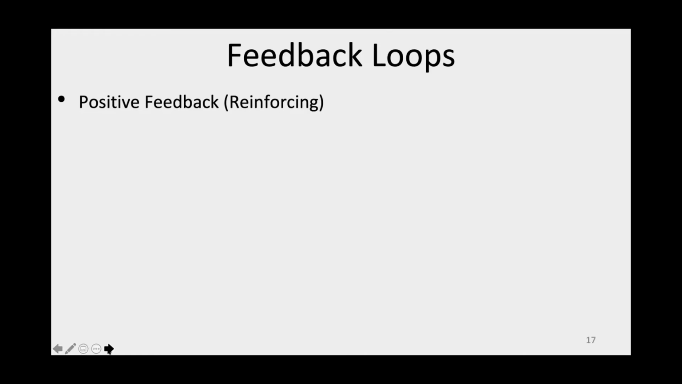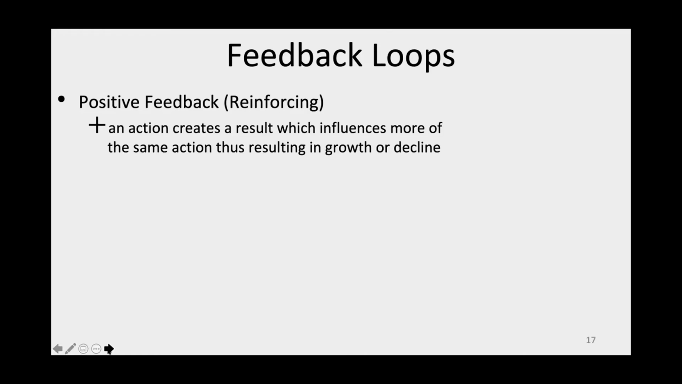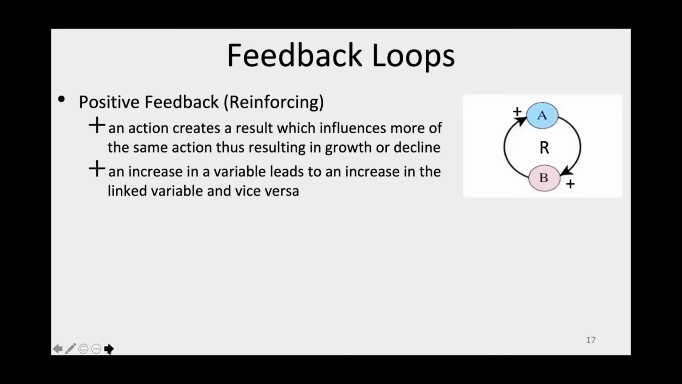So I talked about the positive feedback loops, or the reinforcing feedback loops, which is simply saying an action creates a result which influences more of that action. I can say it better with diagrams rather than words: if the variable A increases, it leads to an increase in the variable B. And if B increases, A increases, and vice versa. So that's a reinforcing loop. These two actions keep increasing.